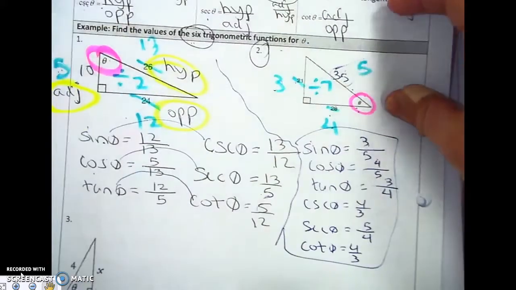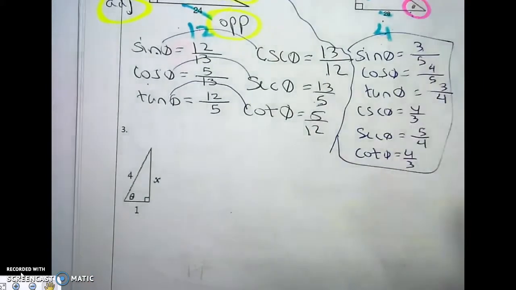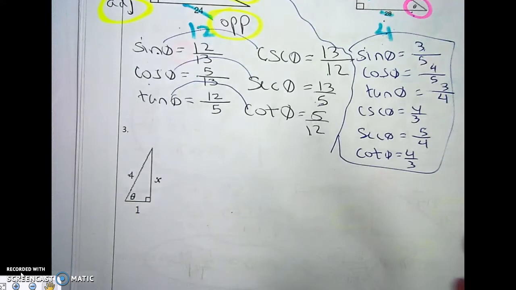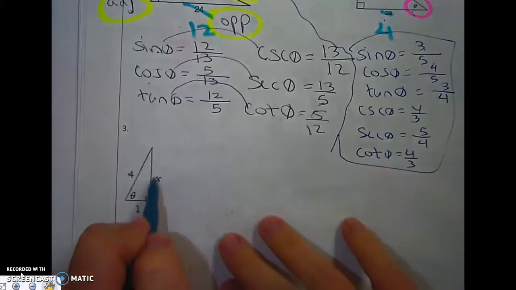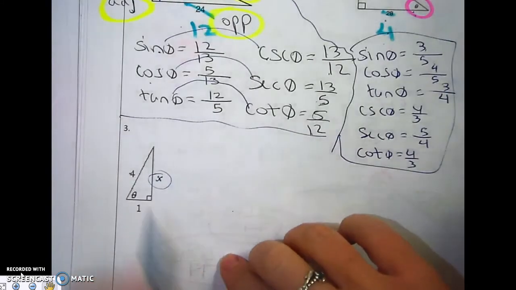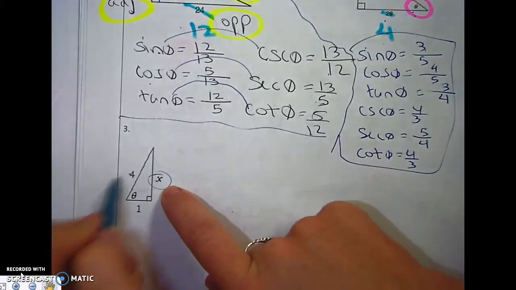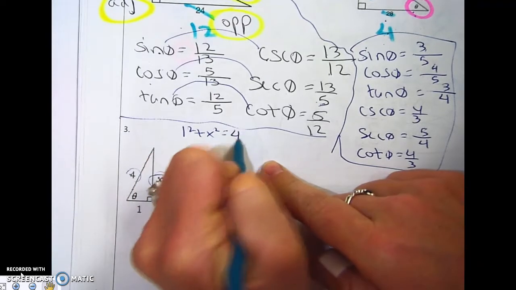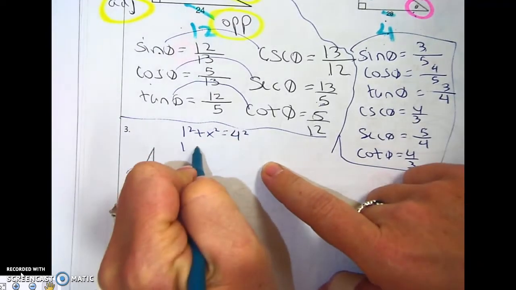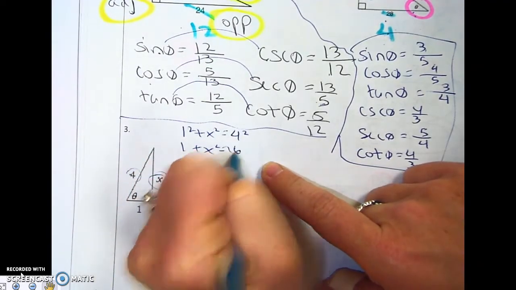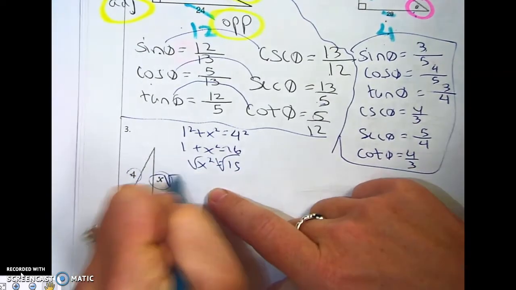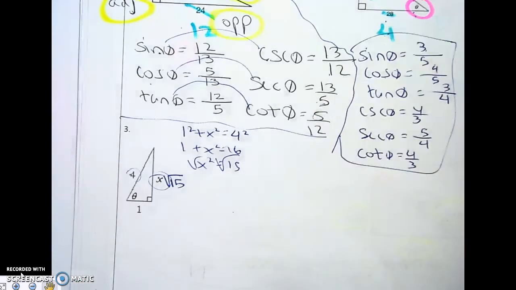Let's go to the third one now. Now, the third one, there's a couple issues. First issue is it's simplified all the way. Second issue is it's not a Pythagorean triple. So I'm going to have to use the Pythagorean theorem to find that third value. Now, since this is the hypotenuse, I have to go 1 squared plus x squared equals 4 squared. 1 plus x squared equals 16. X squared equals 15. Square root, square root. This length is rad 15. Okay?